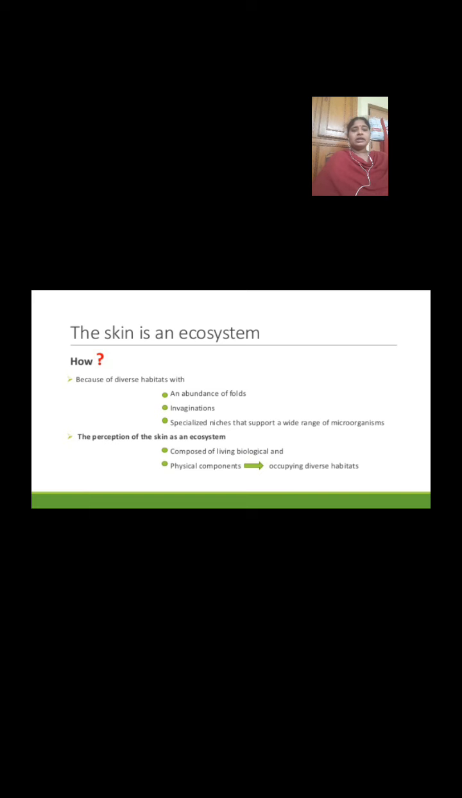So what might be the abiotic components of the skin? Like sweat, which includes salts, temperature of the skin, moisture of the skin, all these come under abiotic components. So skin also contains biotic and abiotic components which together form an ecosystem.